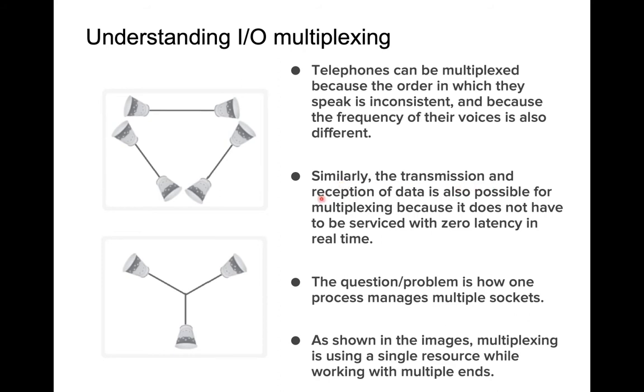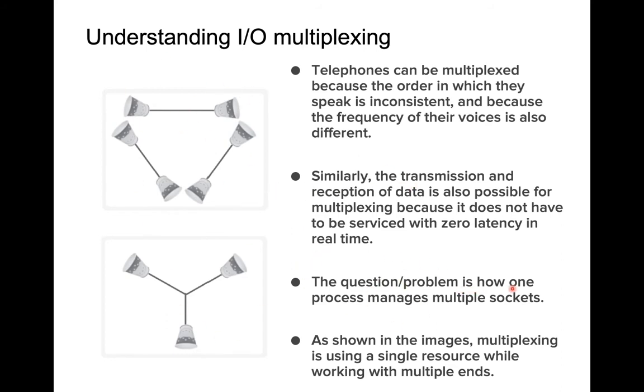Similarly, data transmission and reception is also possible with multiplexing, though it does not have to be serviced with zero latency in real time. In real time, there are multiple subscribers in the telephony system or any data transmission system. Ideally, they have to be transferred with zero latency, but that is not possible in practice because each one has to wait for its turn. Once the first one is transferred, the next one will be transferred, and then the third one. Likewise, all the data from the clients is transferred one by one in a multiplexed way, which means from parallel to serial.